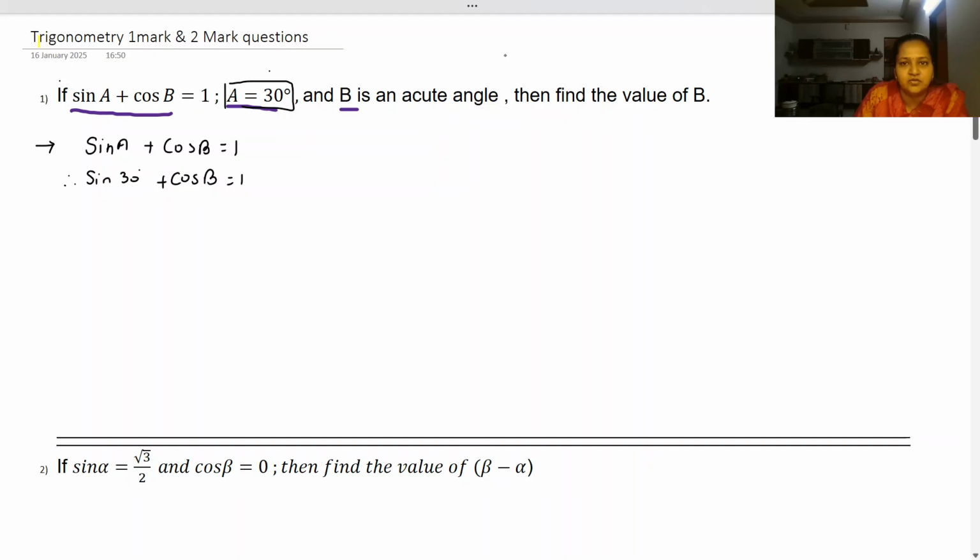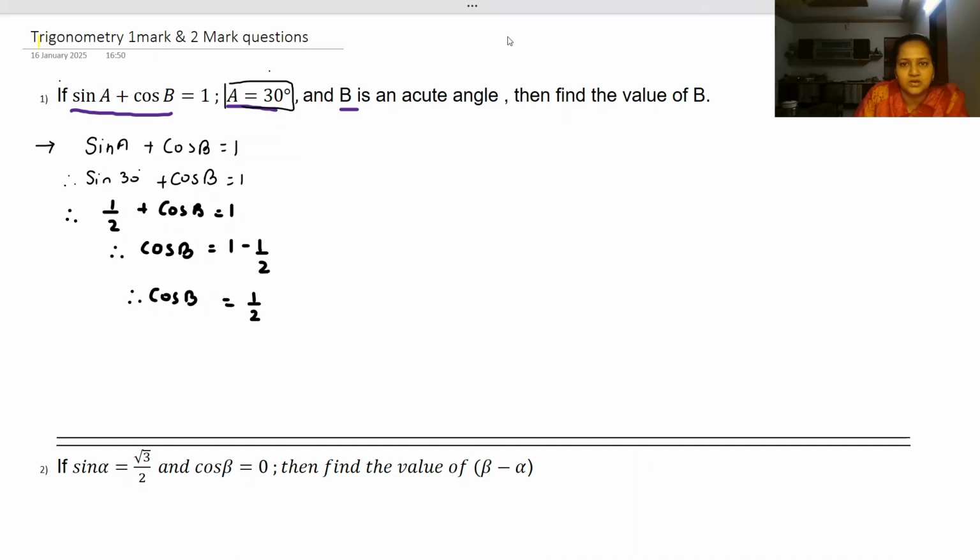Now, what is the value of sine 30? We know the trigonometric value for sine 30, which is 1 by 2. Yes, you're right. 1 by 2 plus cos B is 1, and therefore on transposing to the other side we get cos B is 1 minus 1 by 2. On simplification, what are we going to get? We are going to get cos B is 1 by 2. 1 minus half is half.